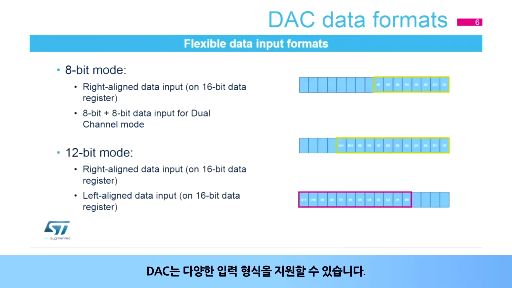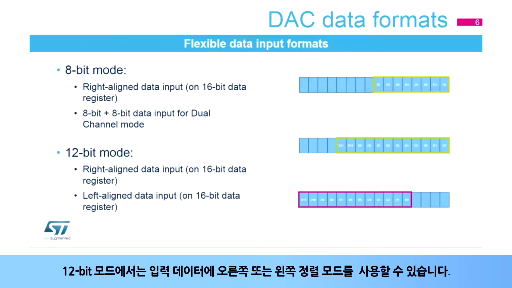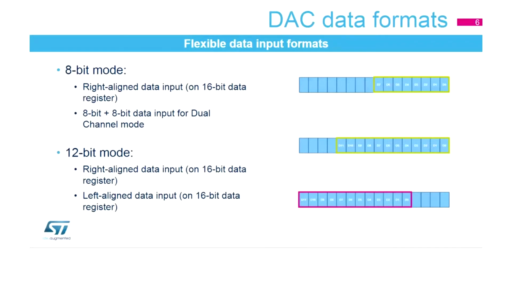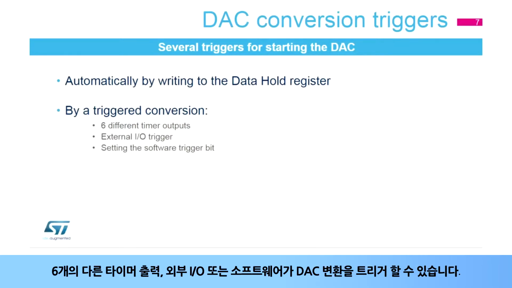The DAC can support different input formats. In 8-bit mode, it's a right-aligned 8-bit data format. In dual-channel mode, it's an 8-bit plus 8-bit data format in order to provide input data for two DACs simultaneously. In 12-bit mode, either a right or left-aligned mode can be used for input data. DAC output conversion is started by writing to the data hold register by software. 6 different timer outputs, an external I/O, or software can trigger the DAC conversion.